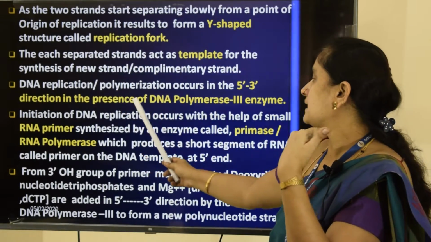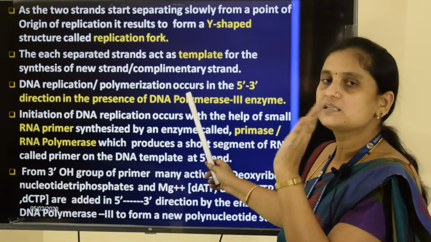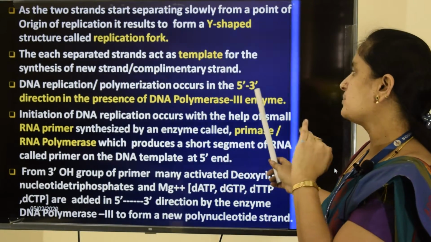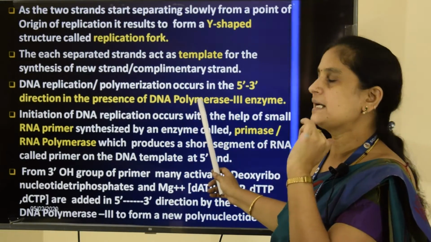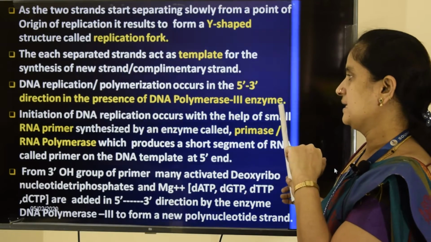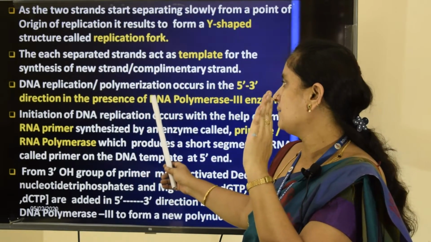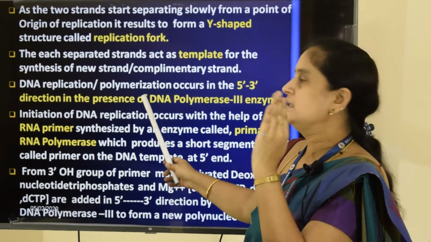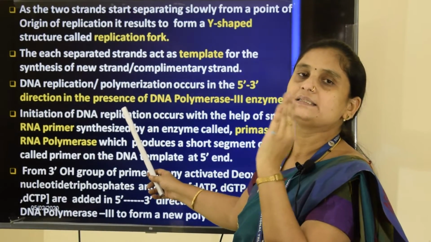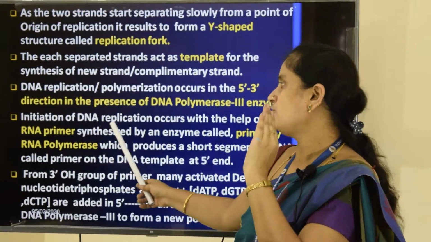DNA replication, as I mentioned, is nothing but DNA polymerization, and it occurs only in the 5' to 3' direction by the major DNA polymerizing enzyme called DNA polymerase 3. As soon as DNA polymerase detects the template, it won't begin the replication unless there is an addition of a primer.